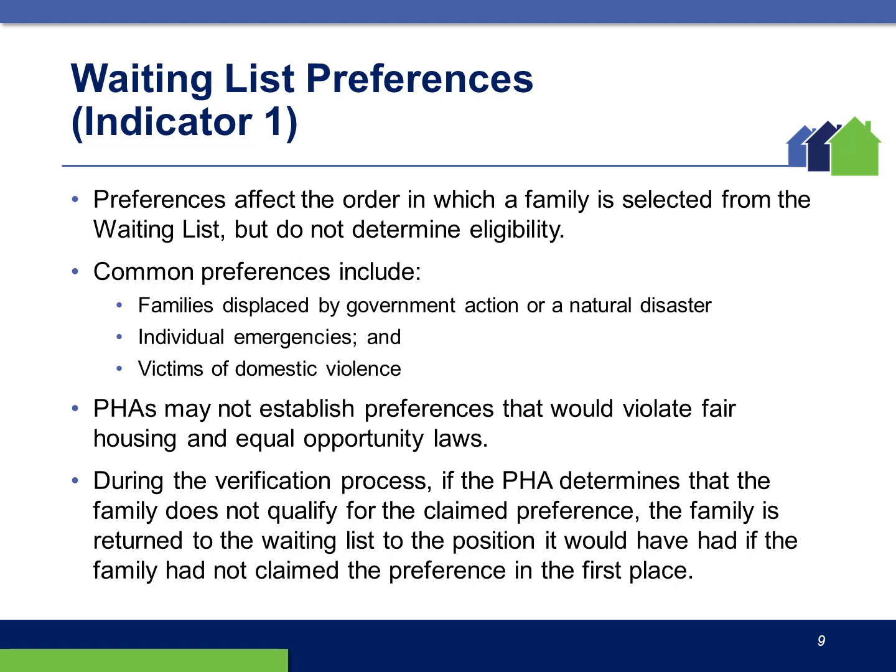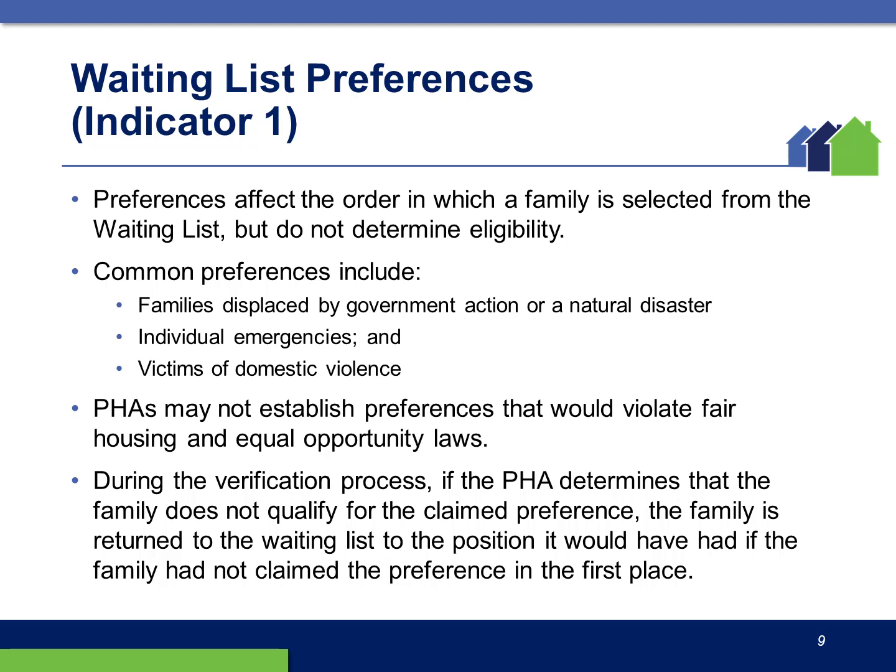Waiting list preferences allow some families a priority spot on the wait list. Some common waiting list preferences include families displaced by a government action or a natural disaster, those with individual emergencies, and victims of domestic violence. Any preference the PHA establishes must not violate fair housing and equal opportunity laws.